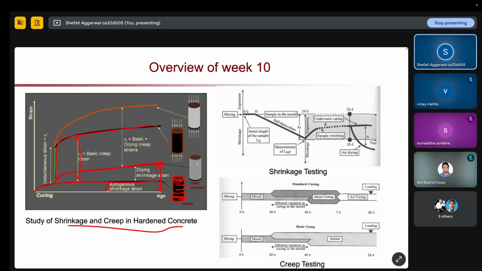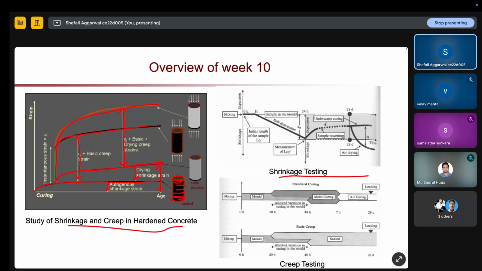In the same way, if I am again exposing the sides and loading it, in that case I will have autogenous shrinkage, drying shrinkage plus my basic creep. So what is happening? It is basic plus drying creep strains. So both types of strains will take place. This is how we will study different types of creep and shrinkage in our lab. Based on what exactly we need, we will prepare our specimen. So this is an example of shrinkage testing.